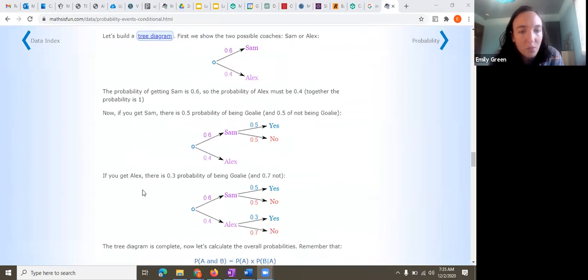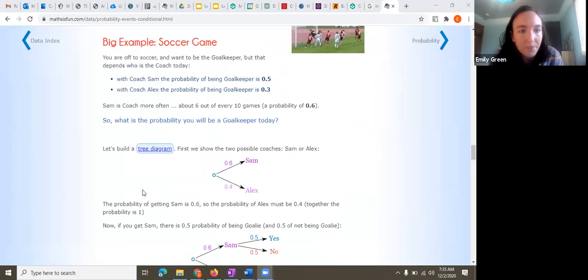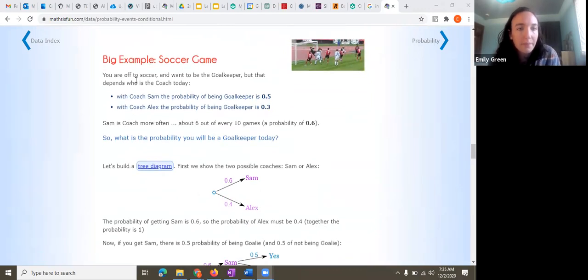Let's look at one more example. Okay, this is a soccer game. So this is about the coach. With Coach Sam, the probability of being a goalkeeper is 0.5. With Coach Alex, the probability of being a goalkeeper is 0.3. Anybody who's on a sports team probably knows, if you have a good relationship with your coach, maybe they're more likely to play you. Or maybe they have a different strategy that they're using, and so they're going to be more likely to use certain plays. So you're actually going to be playing differently based on who your coach is.